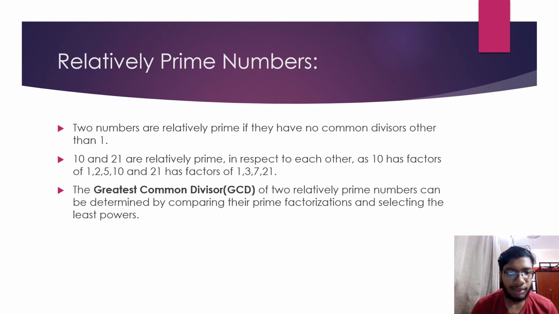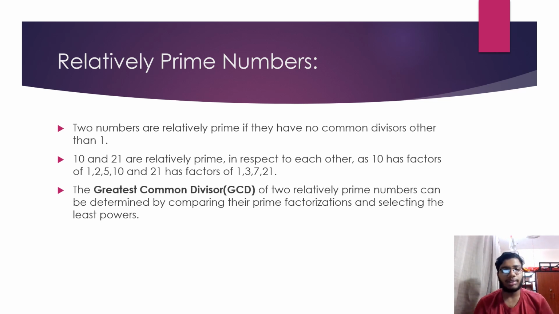So what are relatively prime numbers? Two numbers are relatively prime if they have no common divisors other than 1. So 10 and 21 are relatively prime with respect to each other, as 10 has factors of 1, 2, 5 and 10, whereas 21 has factors of 1, 3, 7 and 21.